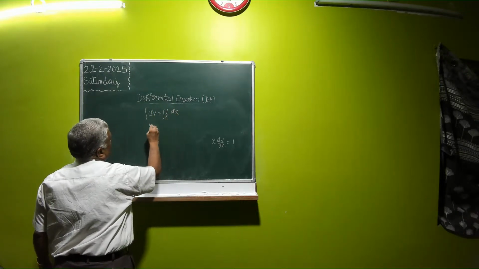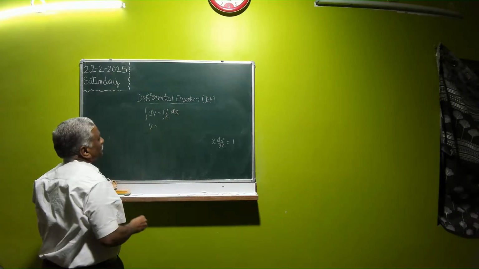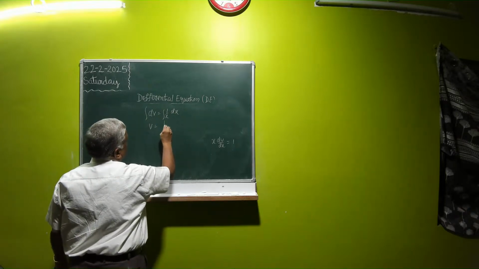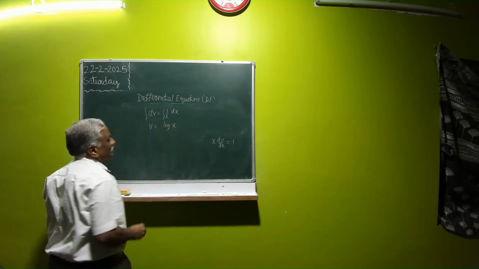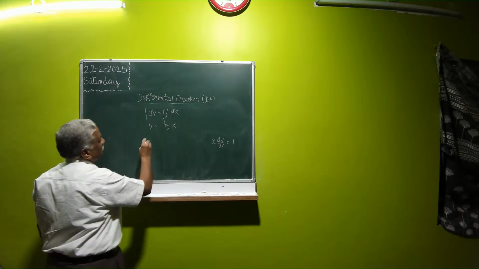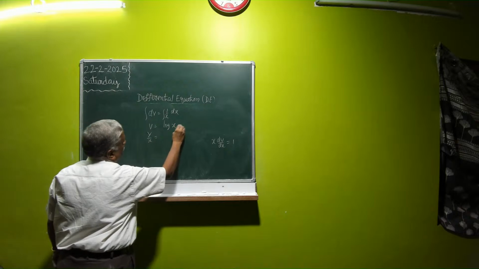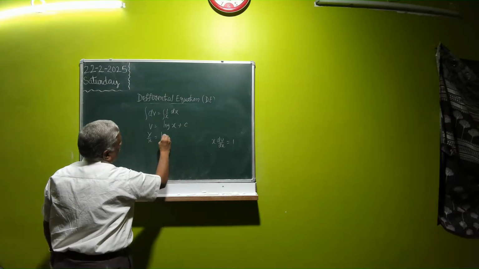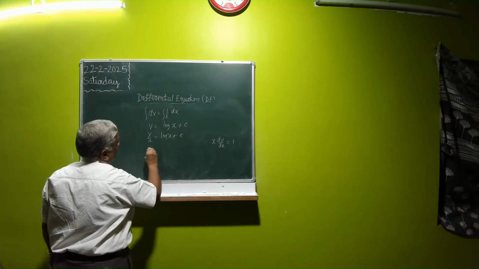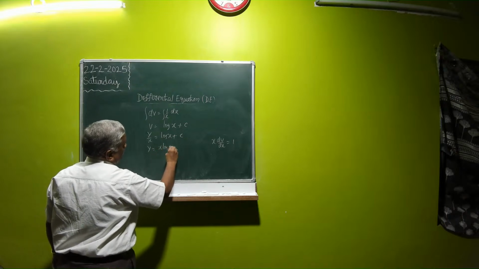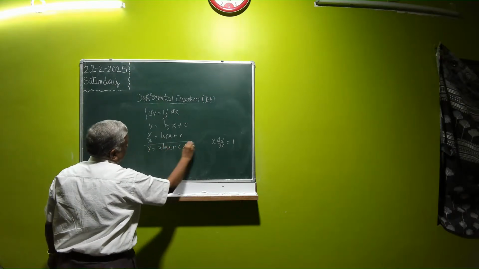What is the integration of dv? It is v. What's the integration of 1 by x? It is log x. But what is v? v is y by x. So you can write plus c, log x plus c. So y is equal to x log x plus c. This is the solution.